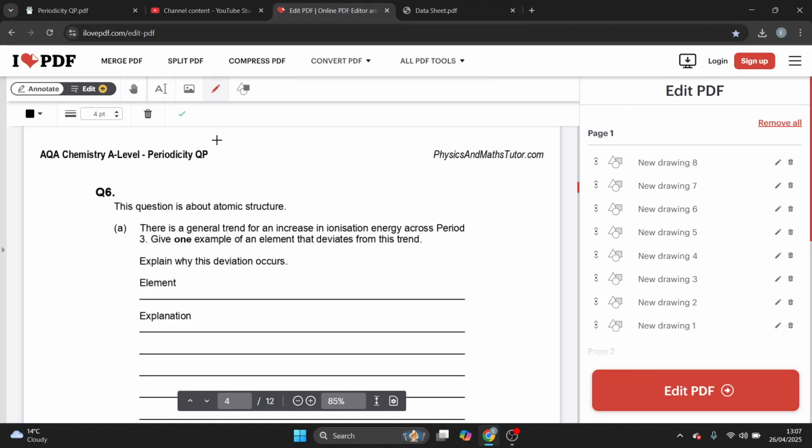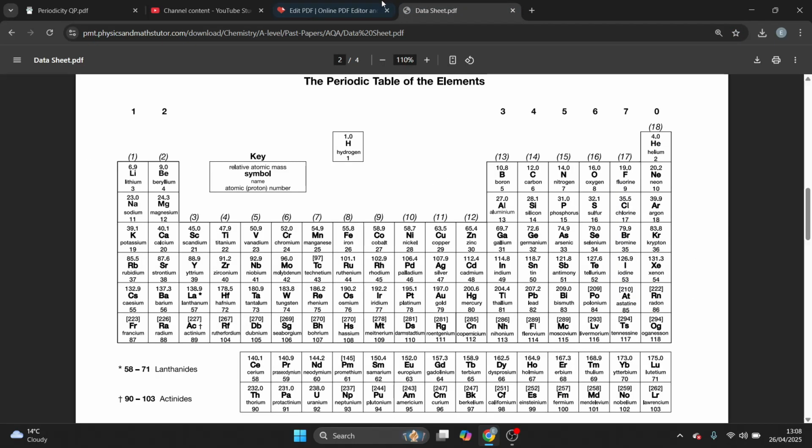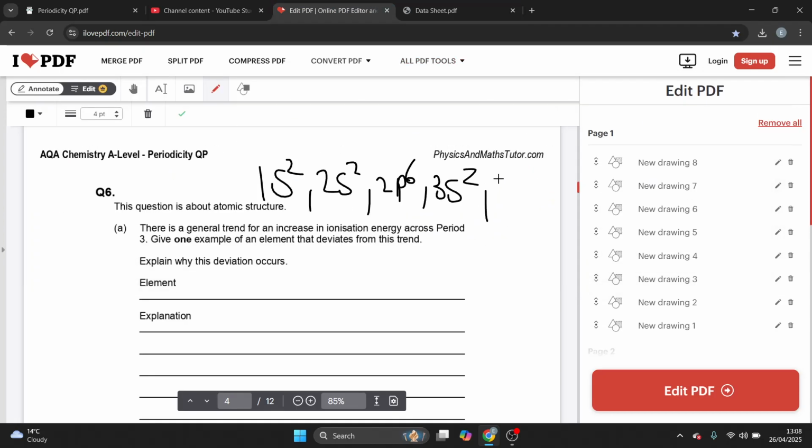If I draw out the electron structure of aluminium, 1s2, 2s2, 2p6, 3s2, 3p1, whereas with silicon it's 3p2. So silicon's actually higher, whereas with magnesium it's 3s2, not 3p1.